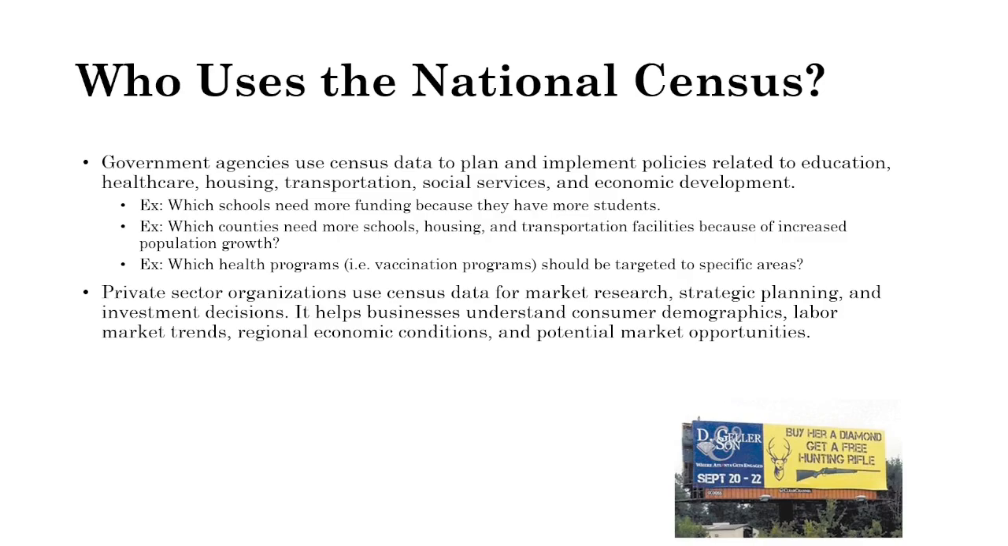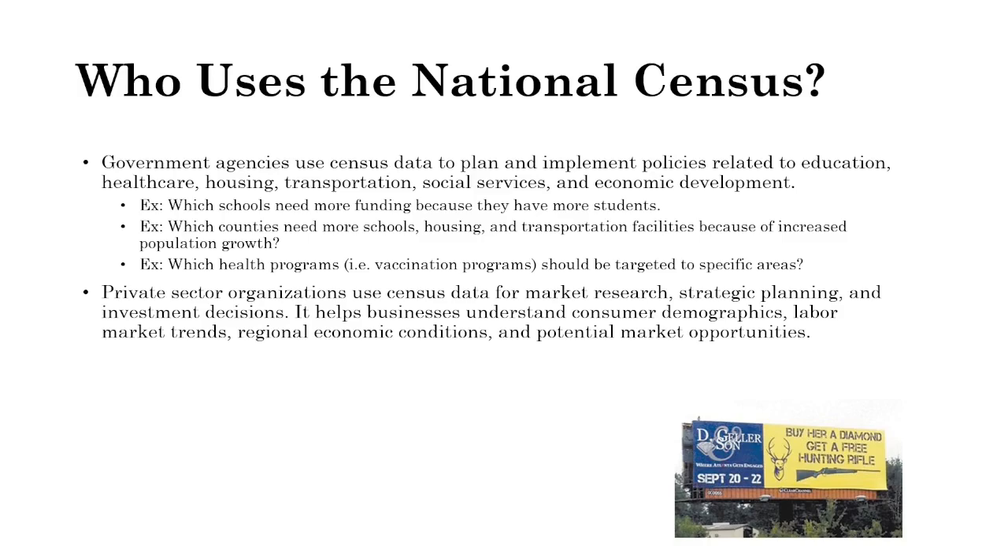Private sector organizations like businesses can use census data for marketing, planning their business. They could use it for investment decisions. What areas look good to invest in? It can also help businesses understand who their consumers are. Maybe their consumers, for the most part, are of a certain race or a certain age or even a certain gender. I'm pretty sure makeup companies target women more than they target men.